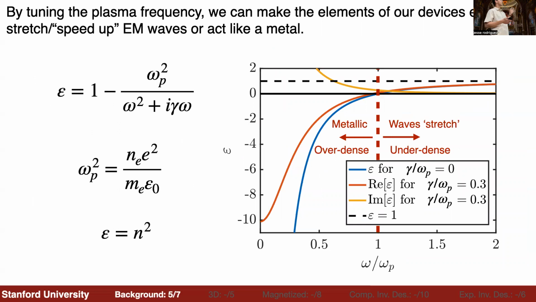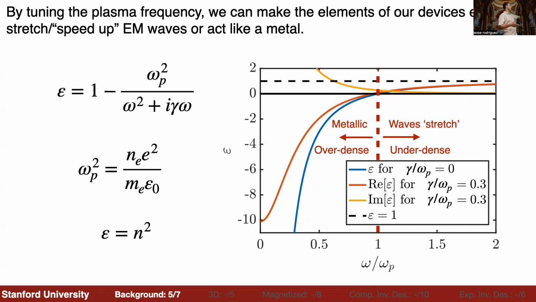So this slide represents how, at least with non-magnetized plasmas, we can manipulate light. Okay, so by tuning the plasma frequency for a non-magnetized isotropic plasma in thermal equilibrium, you can make the elements of our device either stretch or speed up electromagnetic waves, or act like a metal. So this is the plasma permittivity. Since this plasma is isotropic, the best way to understand this permittivity is just the index of refraction squared. Okay, so omega p is the plasma frequency, omega is your operating frequency, and gamma is your loss or your collision frequency.